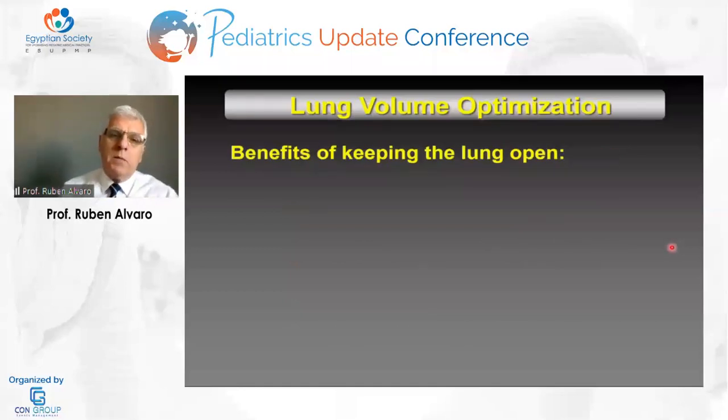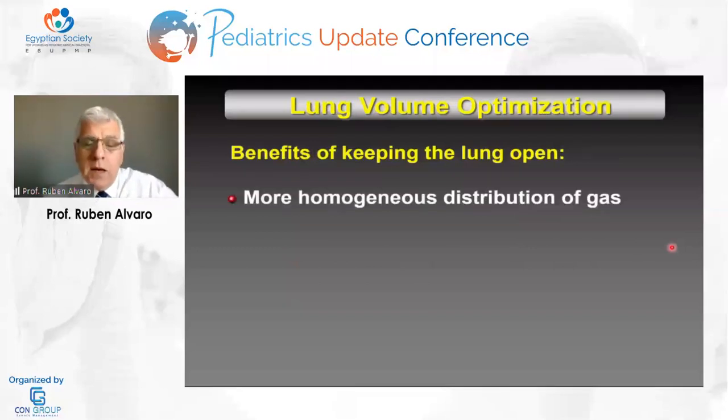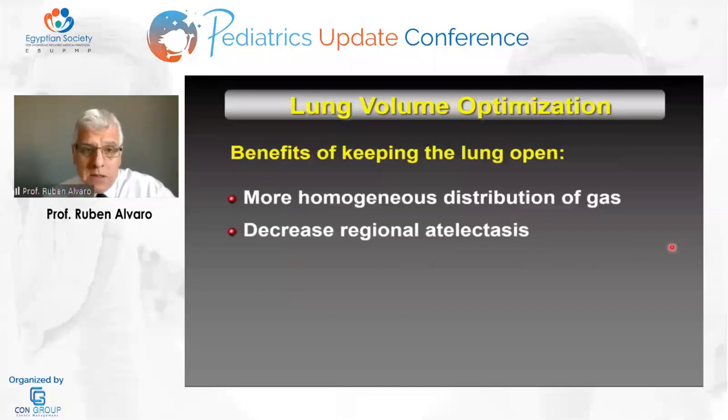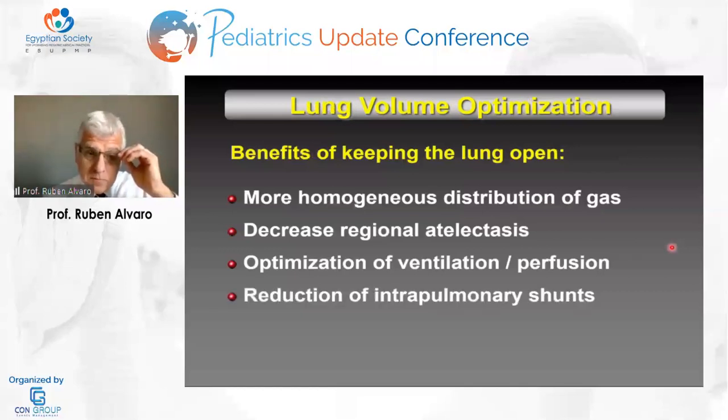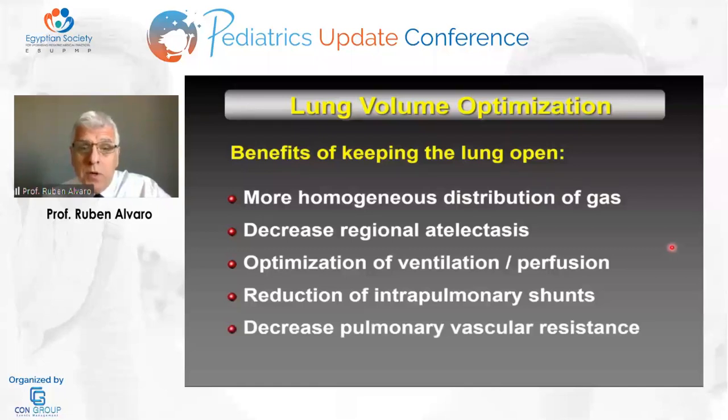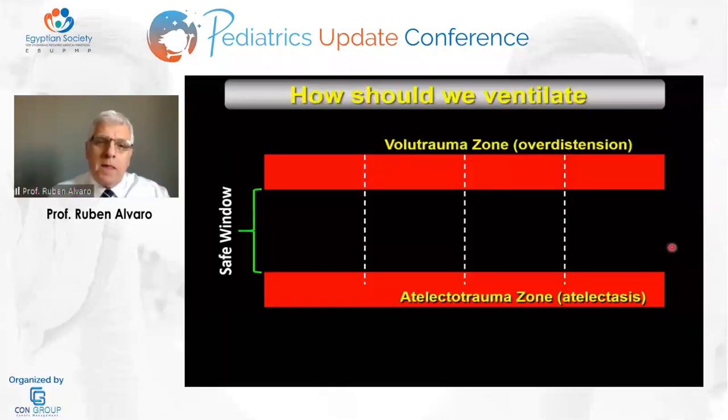So what are the benefits of keeping the lung open? We know that trying to keep the lung open produces a more homogeneous distribution of gas, decreases regional atelectasis, optimizes ventilation perfusion match, reduces intrapulmonary shunts, and also decreases pulmonary vascular resistance. And finally, when we open the lungs and decrease atelectasis, it allows us to use less oxygen for our babies.